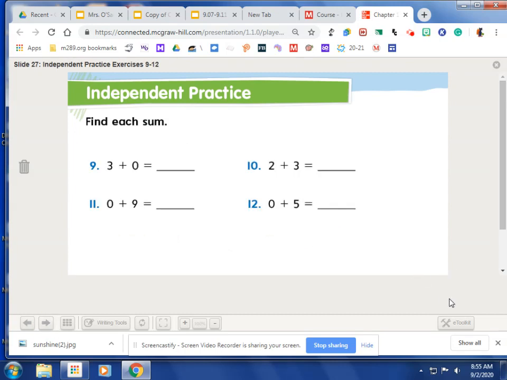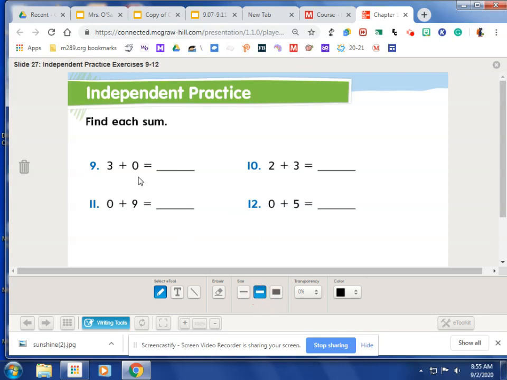All right, so problem number 9, it still says find the sum. They may or may not have something in here to trick you. I want you to look at all the problems. Look at this one. Find the sum of 3 plus 0. Find the sum of 2 plus 3. Find the sum of 0 plus 9. Find the sum of 0 plus 5. Right now, I want you to hit pause. When you are done filling these out, I want you to hit play and we will discuss it.